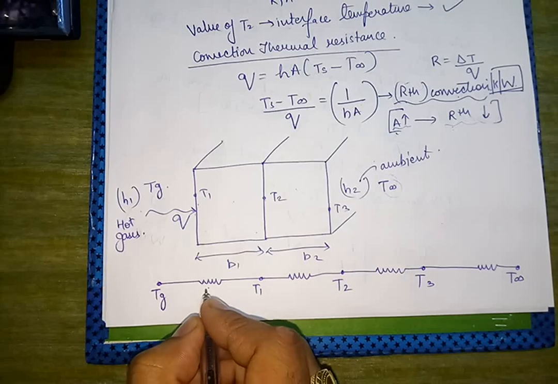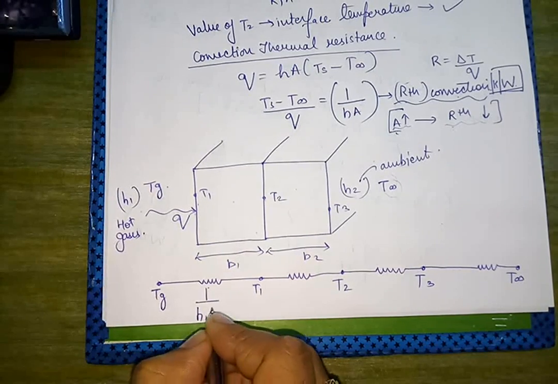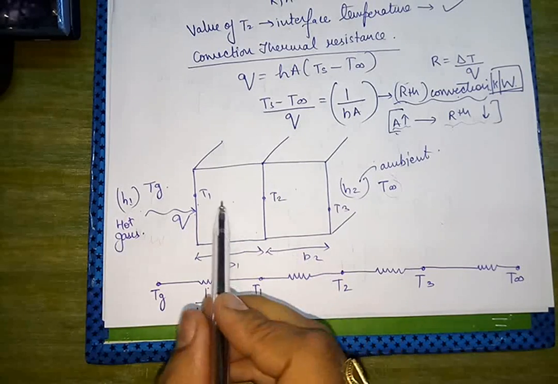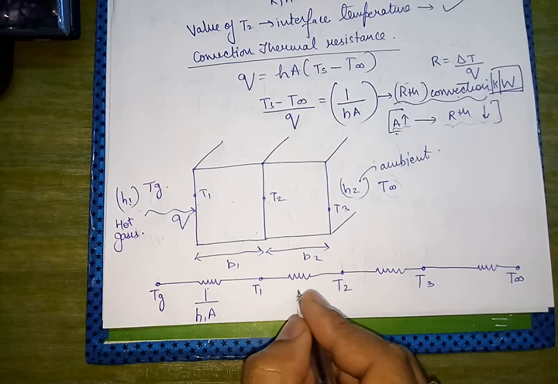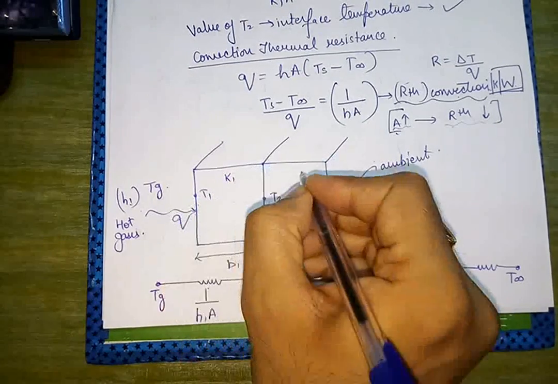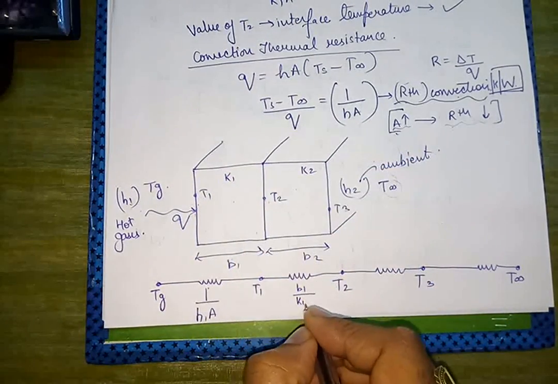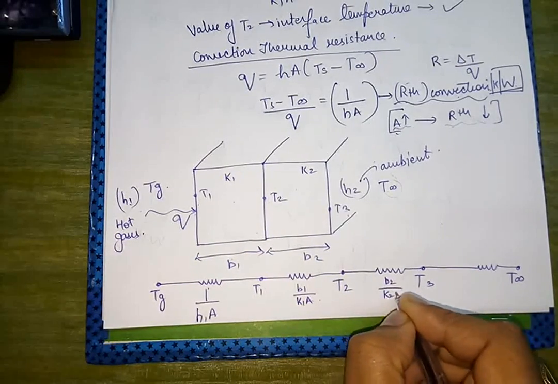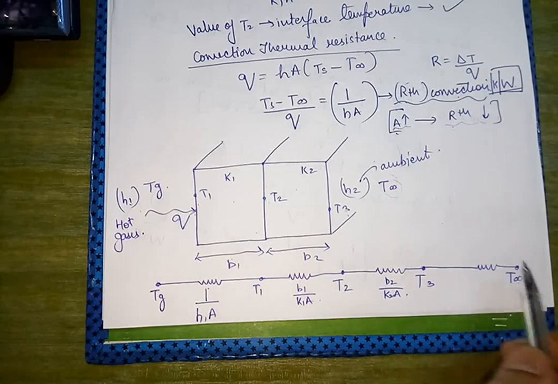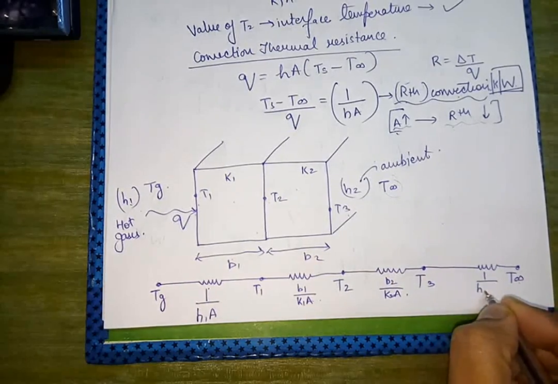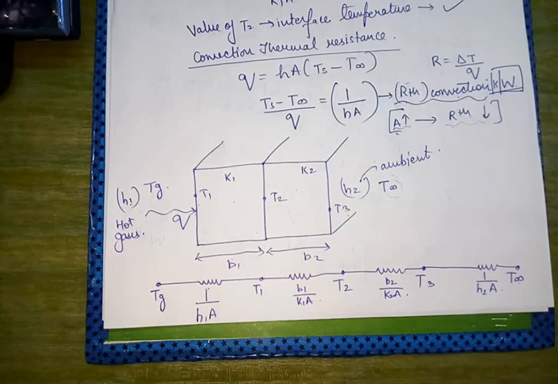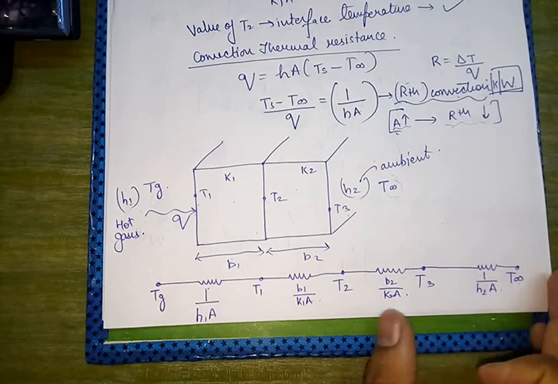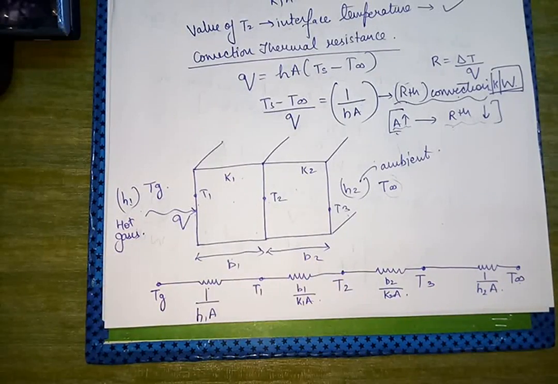The value of the first resistance would be 1 upon h1A, where h1 is the convection heat transfer coefficient of the hot gases. Now between T1 and T2 what do we have? B1 upon K1A, where conductivity is K1. Between T2 and T3 we have B2 upon K2A. Between T3 and T infinity we have 1 upon h2A. So this is the thermal resistance circuit that we have made from the diagram above.